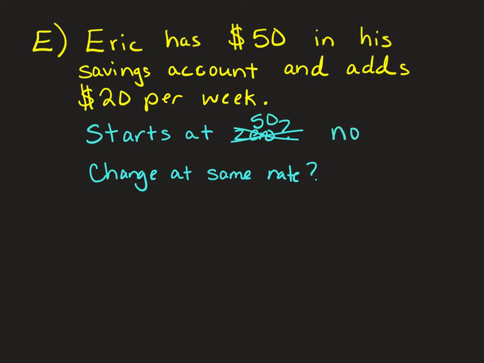He adds $20 per week. So it is changing at the same rate. It's going up $20 every week in his savings account. But since he did not start at 0, this was not a proportional relationship.